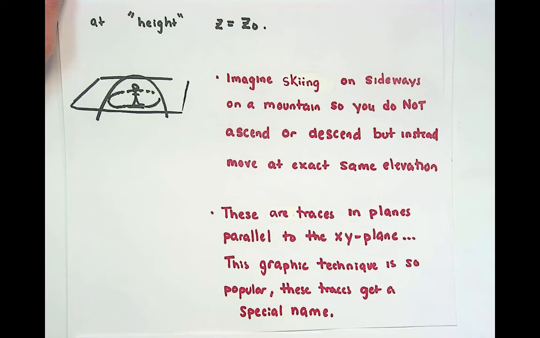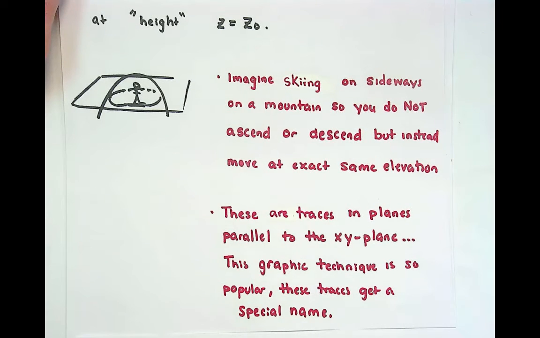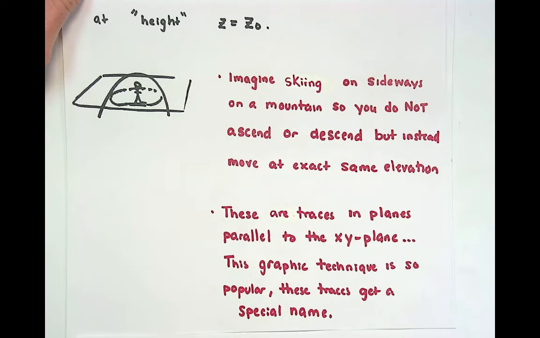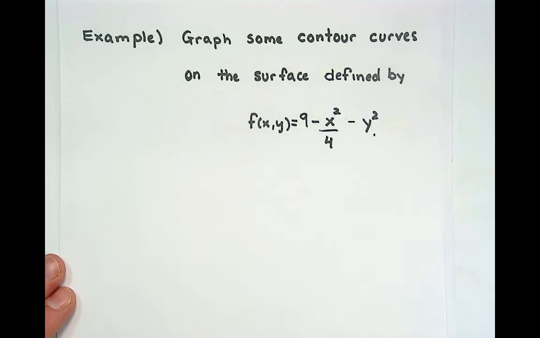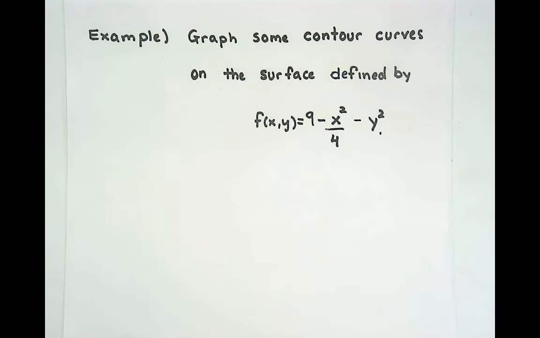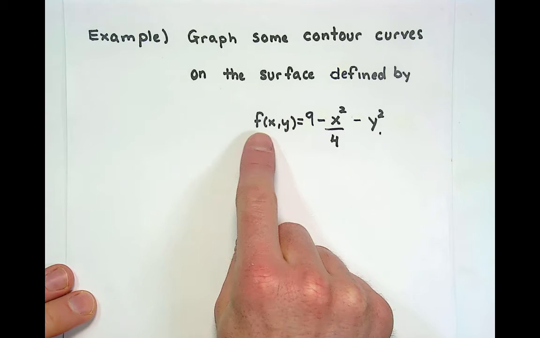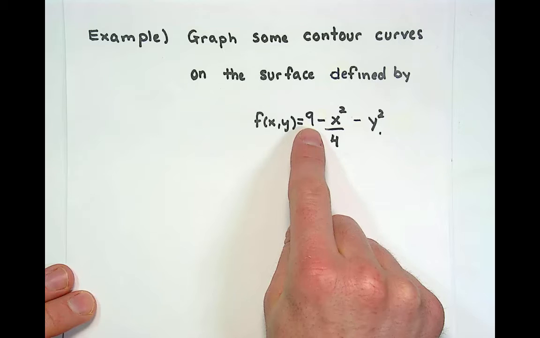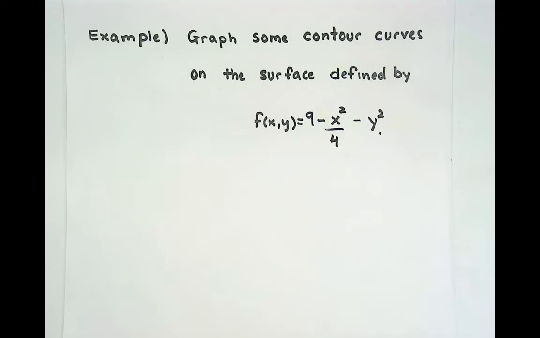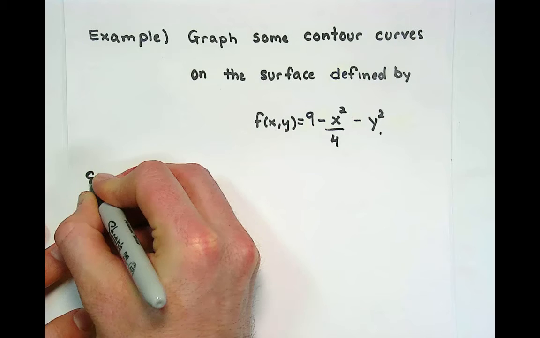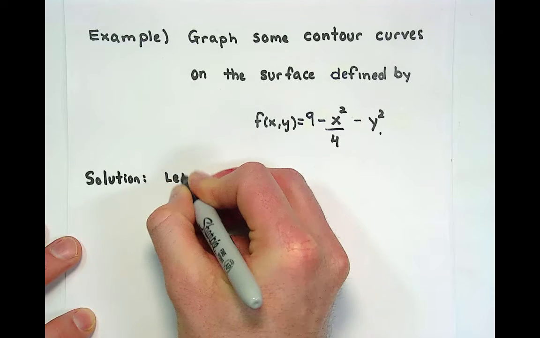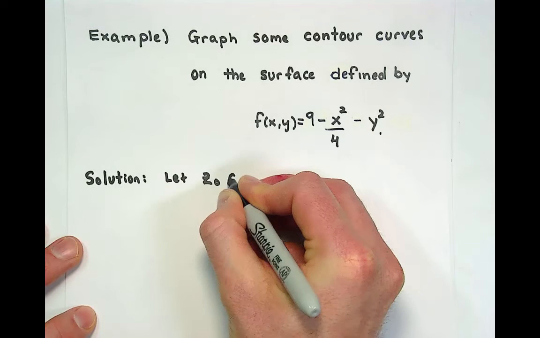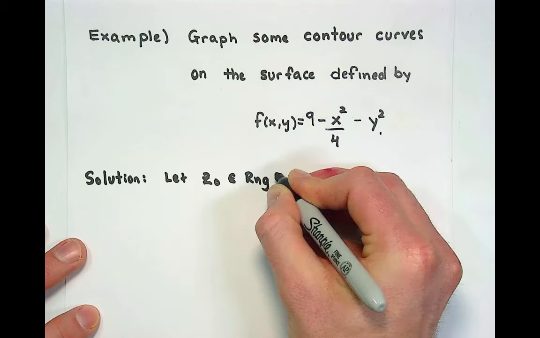All right, so the whole idea is that we have contour curves, which are sets of ordered triplets associated with a constant height. What we can do now is actually take a look at an example of how to analyze contour curves. So to do this, let's take a look at the two-variable function f of x, y equal to 9 minus x squared divided by 4 minus y squared. We're going to want to get a sense of what the contour curves look like. So to do so, we're going to let z be in the range of f.